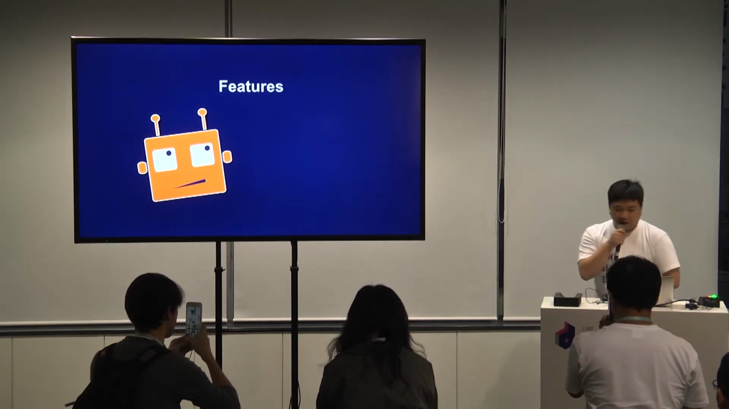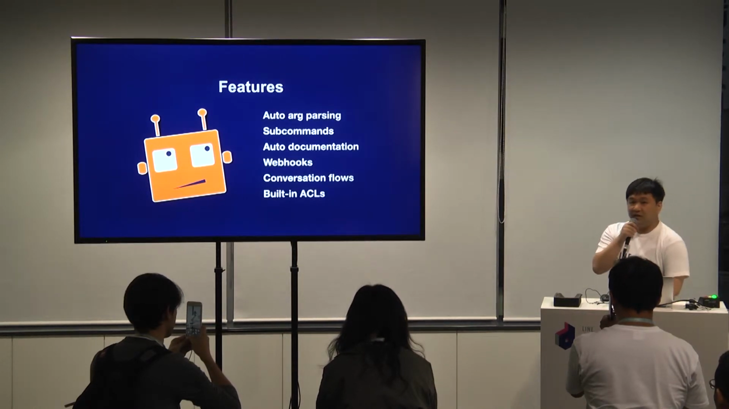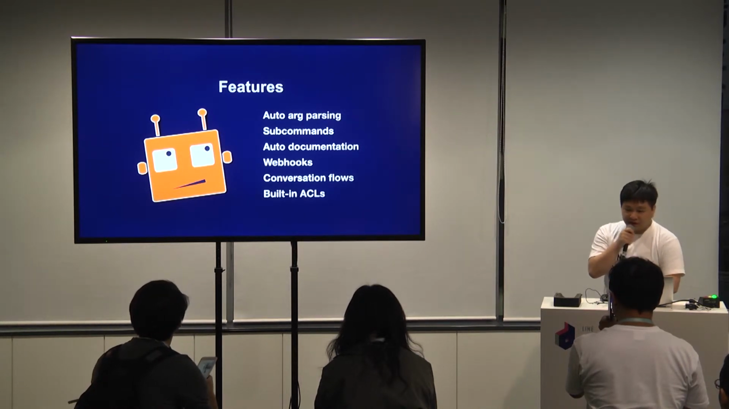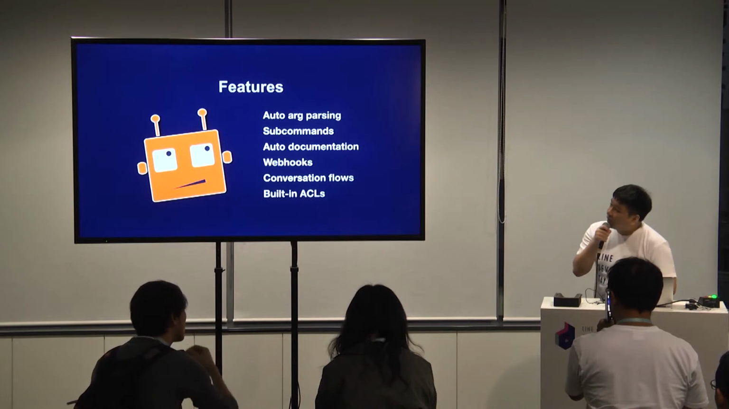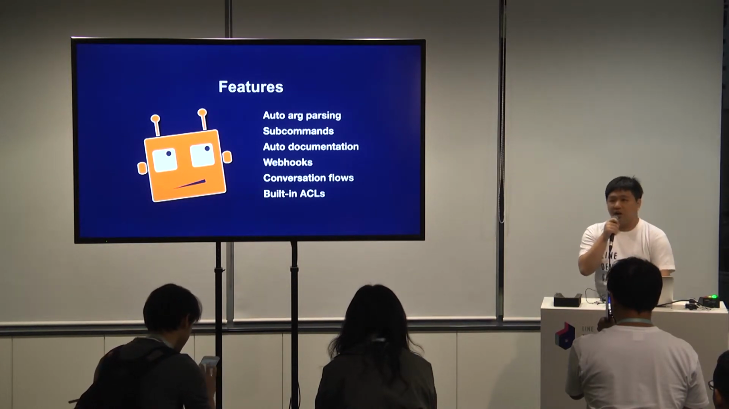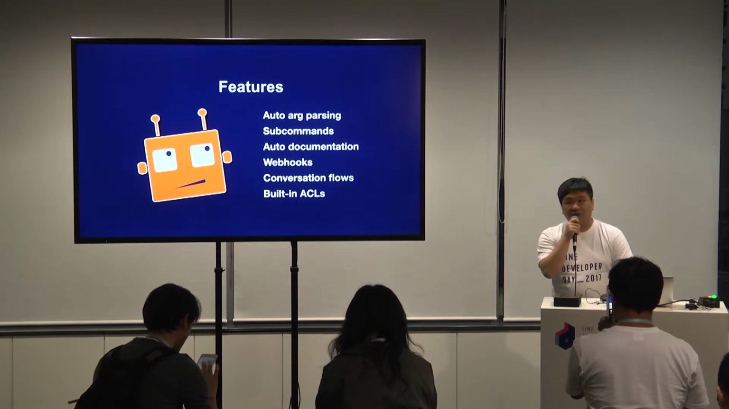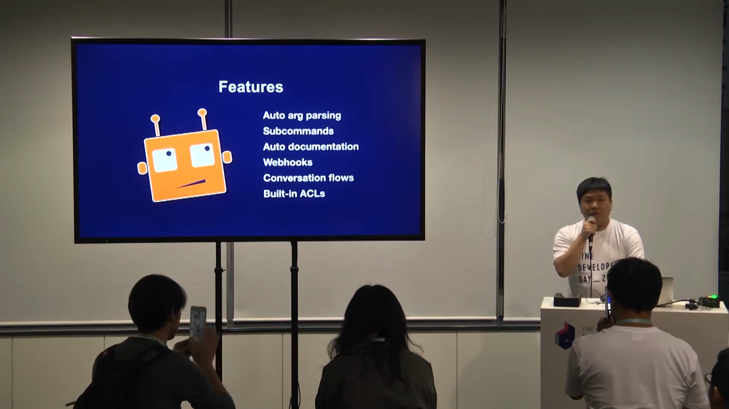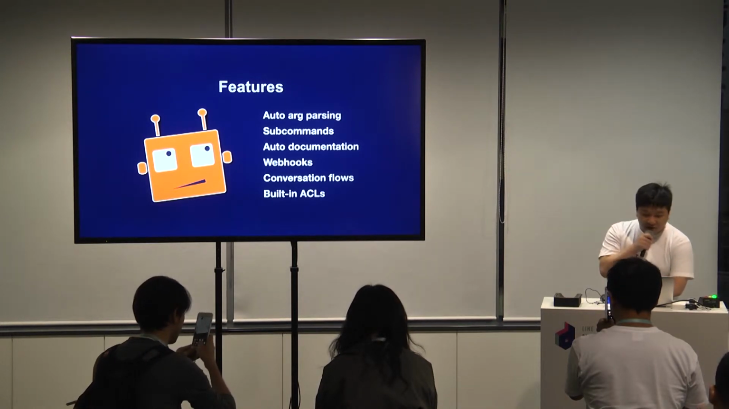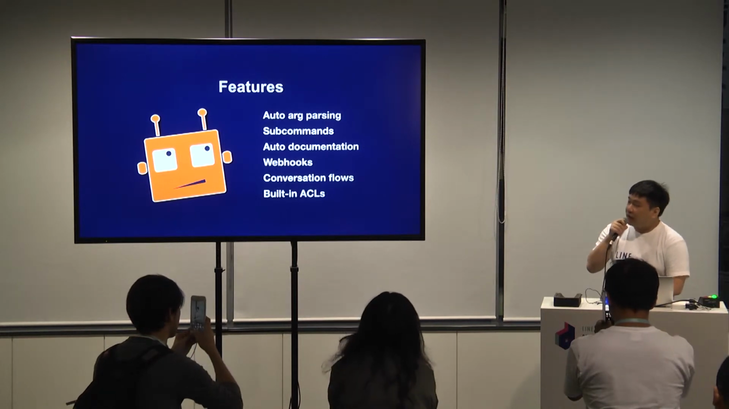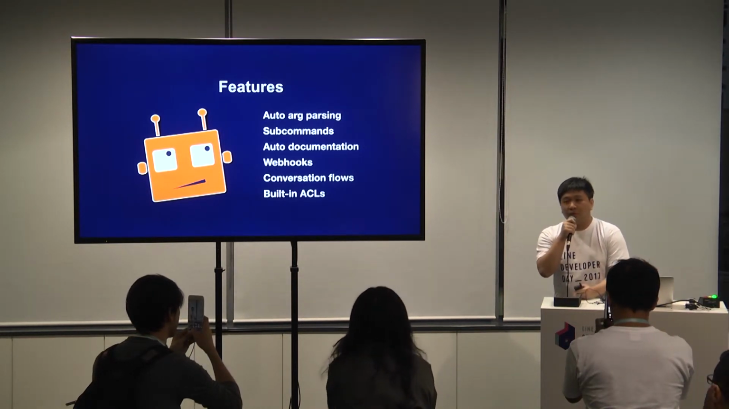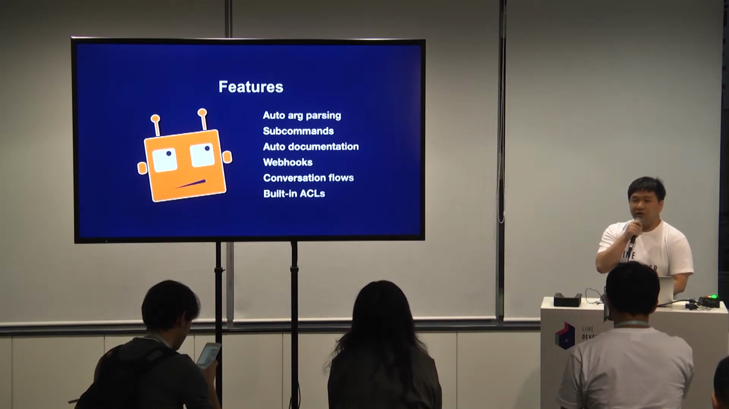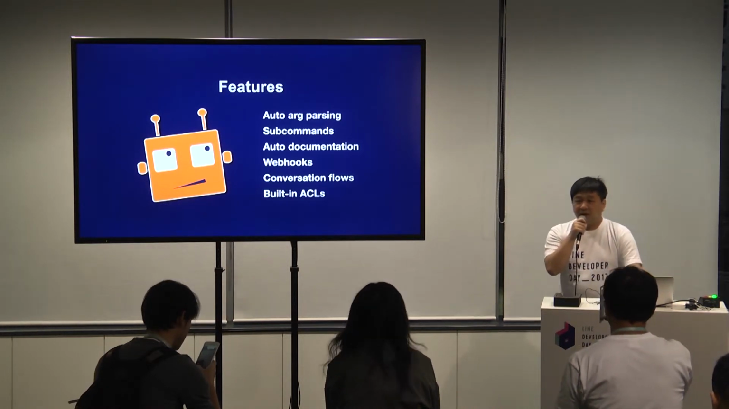Here are some of the things Urbot can do. These features are all built in. It can do automatic argument parsing and subcommands. It can also auto-document your bot commands by using Python docstrings. It can receive webhooks from GitHub and so on, so your bot can react to different outside events. It also supports advanced features like conversation flows, so your bot can ask sequential questions and you can answer them sequentially, or you can issue consecutive commands.